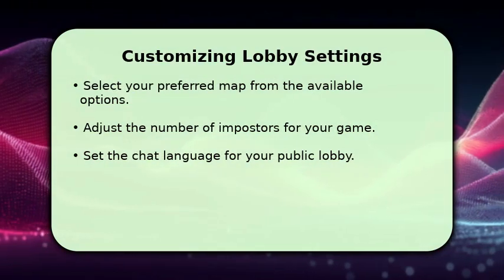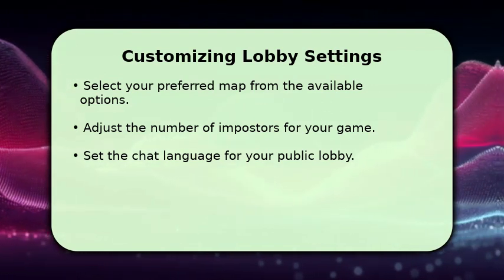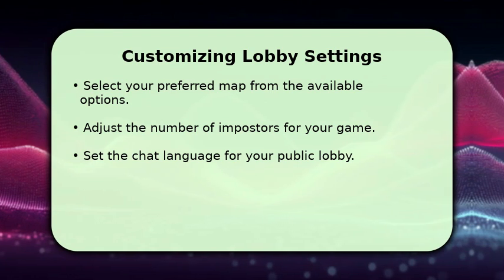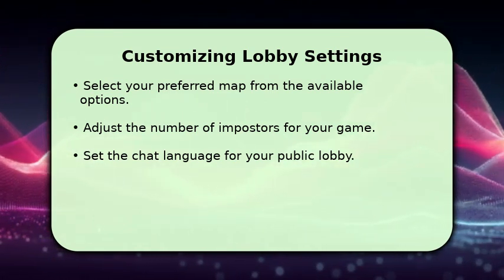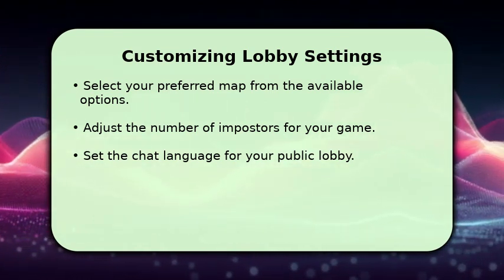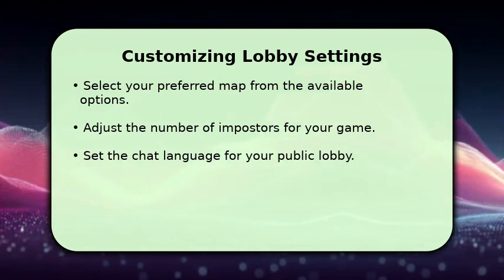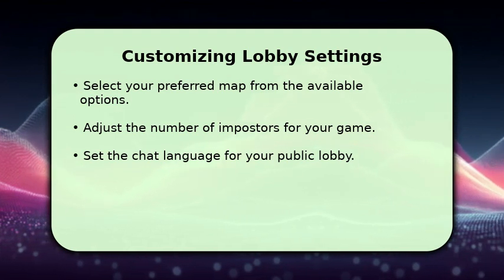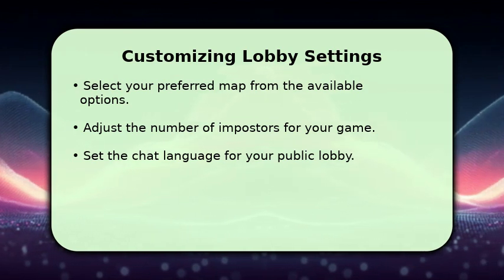Once you're in the lobby creation screen, it's time to customize your game. First, pick your favorite map from the selection. Then, decide how many imposters you want in your game. You can choose 1, 2, or 3. Finally, select the chat language for your lobby. These settings ensure your game matches your preferences and attracts players looking for a similar experience. Take your time to get them just right.